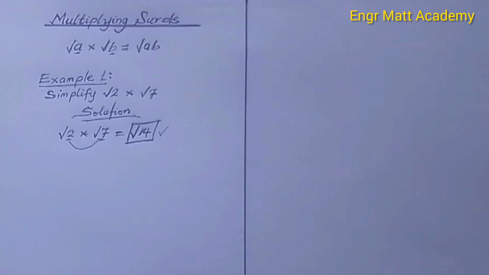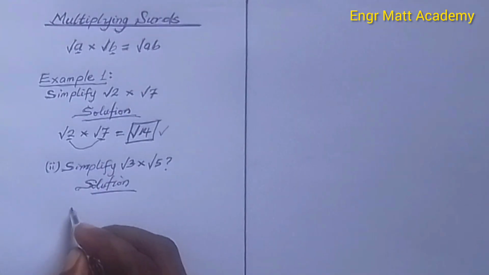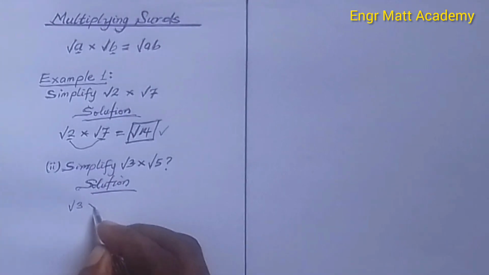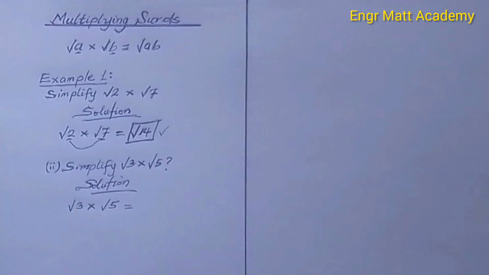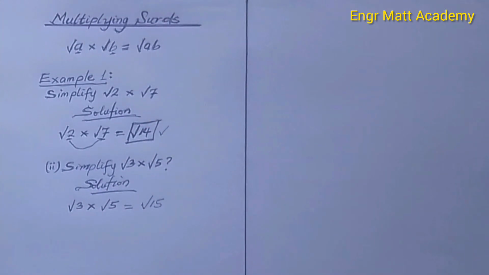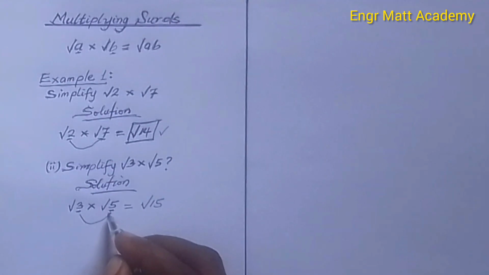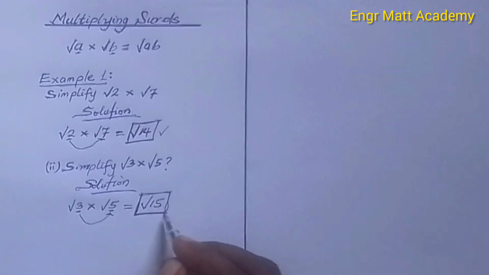What if we have root 3 multiplying root 5? The same rule applies. So let's do that. Root 3 multiplying root 5. This will be root 15. How? We multiply the number inside the root sign with the number inside the root sign here. So 3 times 5 will give us 15. This becomes the final answer.